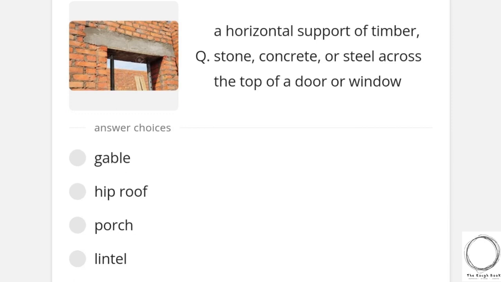Moving on to the next question, that is, a horizontal support of timber, stone, concrete or steel across the top of a door or window. And the options are gable, hip roof, porch and lintel. So looking at the image, the right answer is lintel.